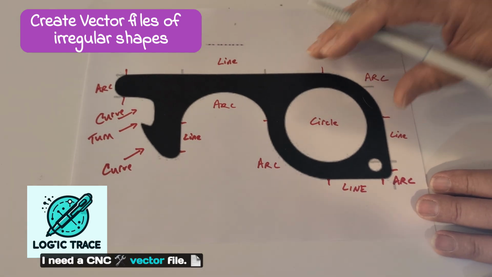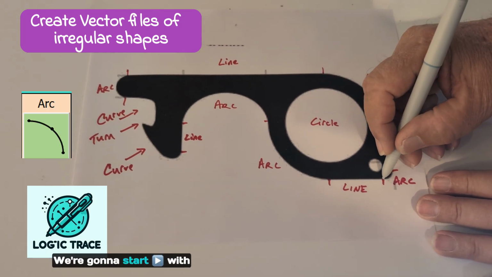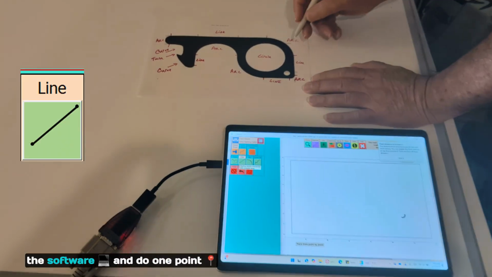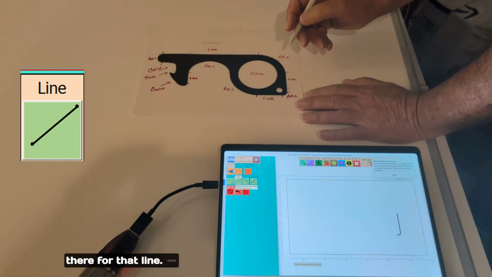I need a CNC vector file. Let me show you how we did it. I'm going to start with an arc right here, 3 points for an arc. I'm going to switch to a line in the software and do 1 point there for that line.